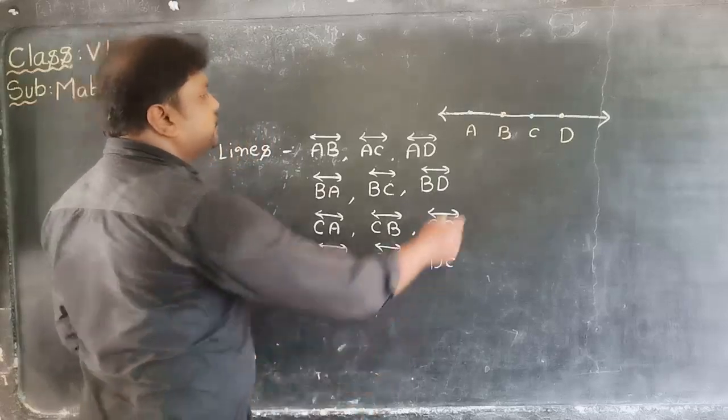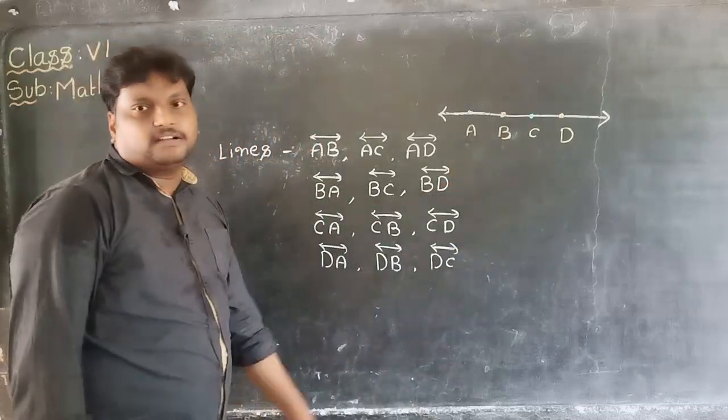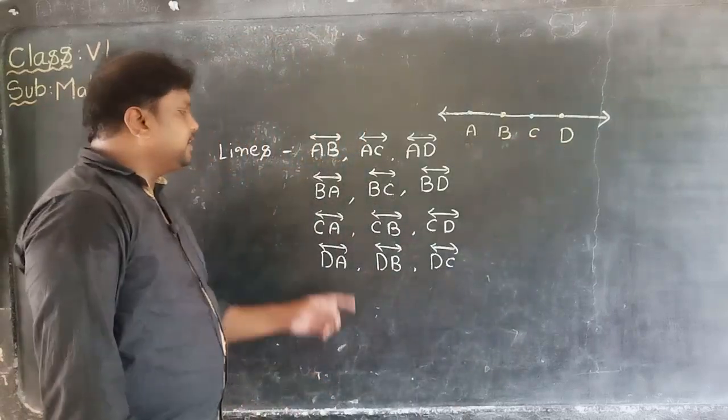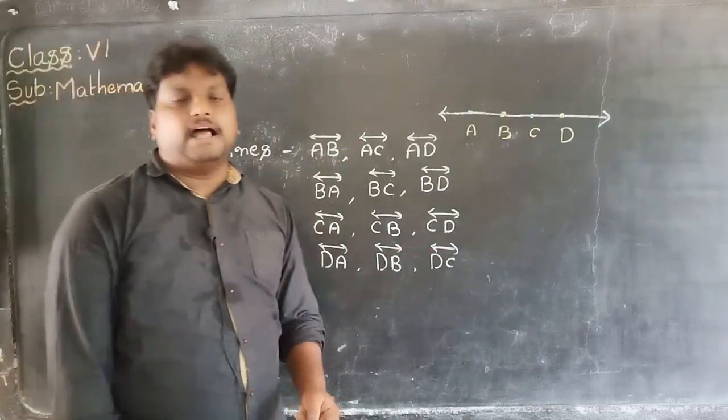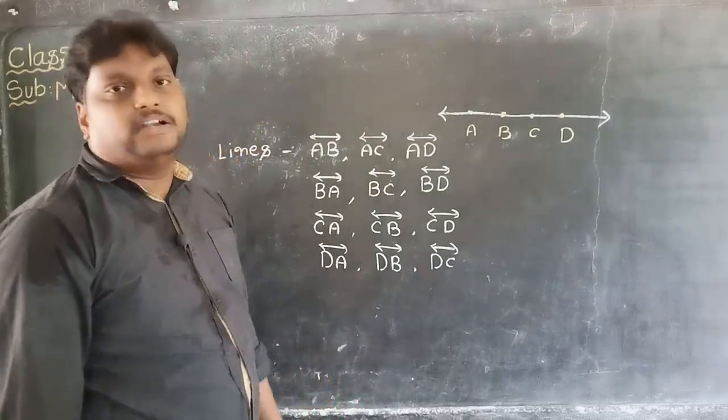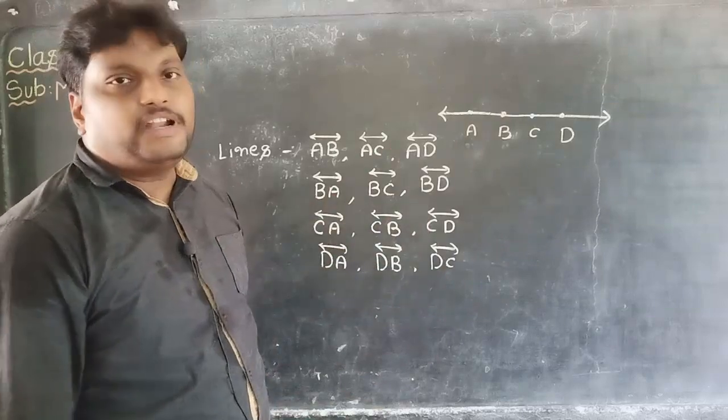Like that. Next one BA. Next, BA turn completed. Now B turn: BA and BC and BD. Like that with C and D also. Like that we have to write the given lines in 12 ways.